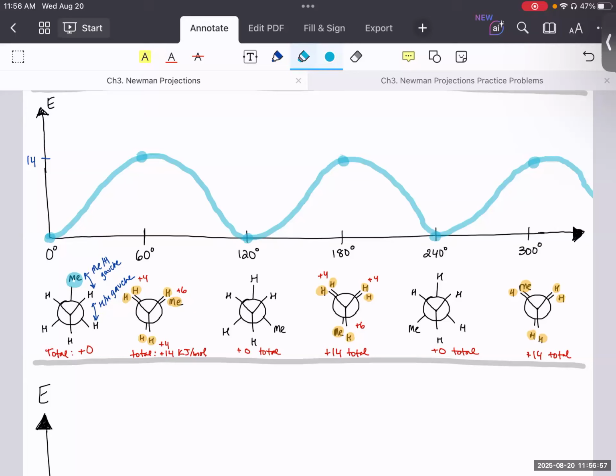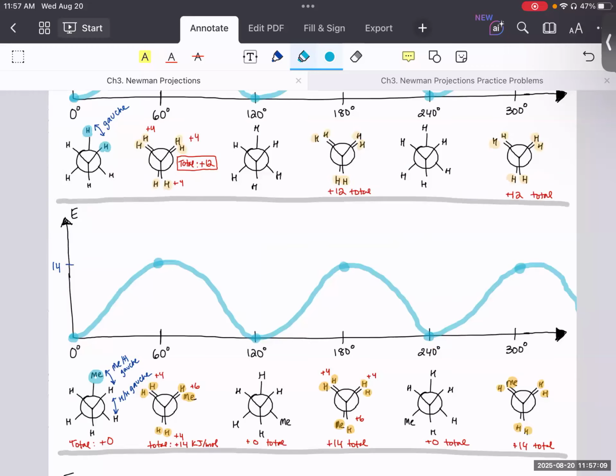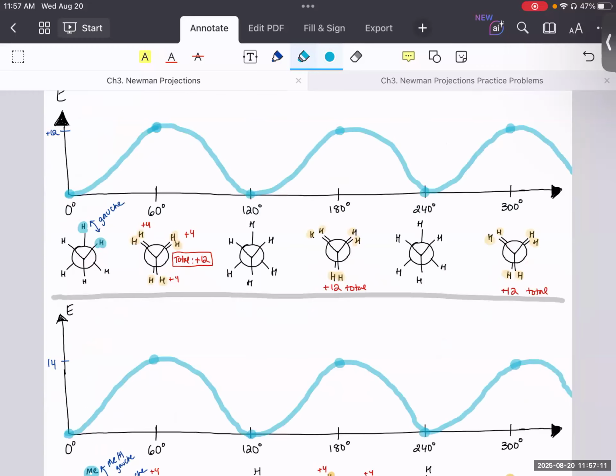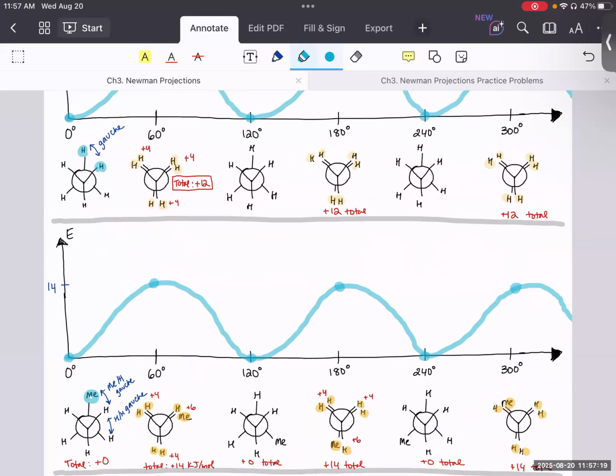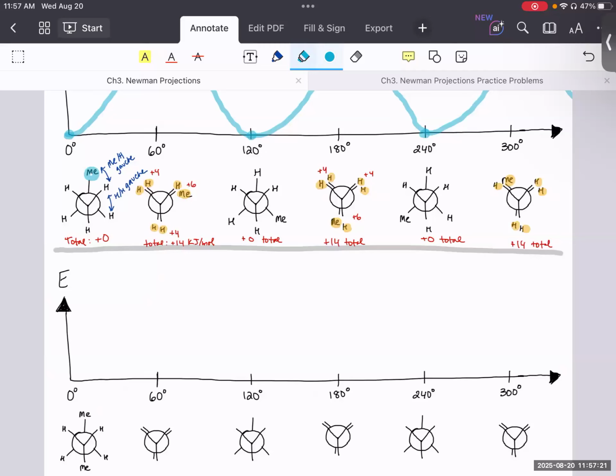All right, so again, in this one, all the peaks are the same because the states are equivalent, even though it's different hydrogens that the methyls interact or eclipsing with, and the bases are all still going to be 0. However, we can see that the peak is a little bit higher than in the previous one. In the previous one, we had +12. Here we have +14, indicating that that rotational barrier is higher for propane in comparison to ethane.